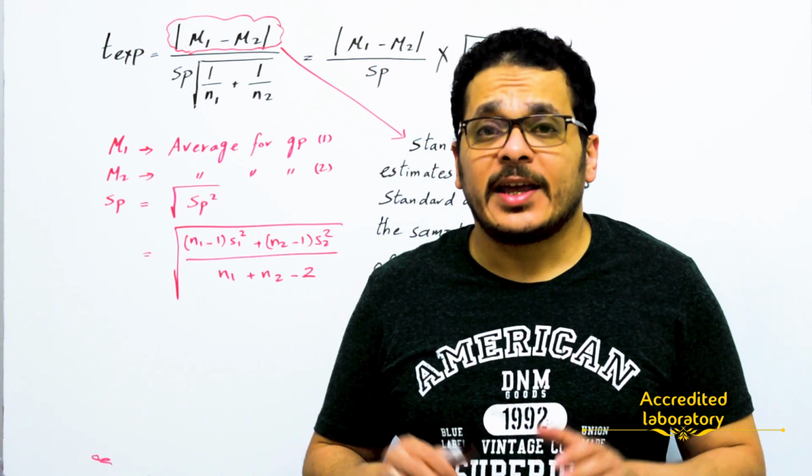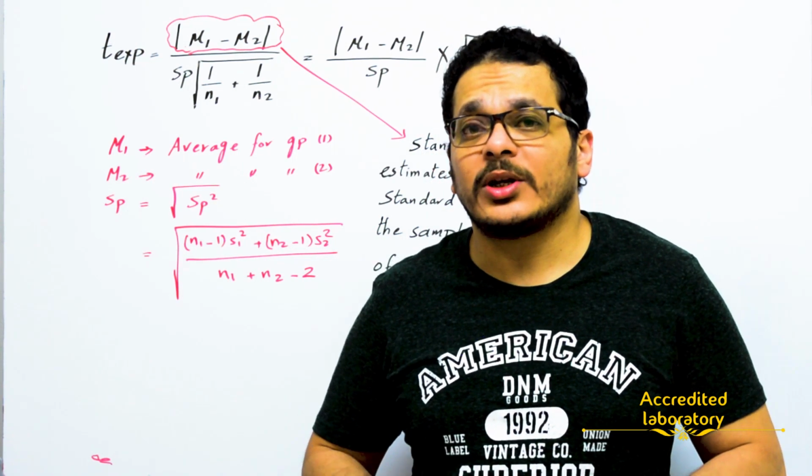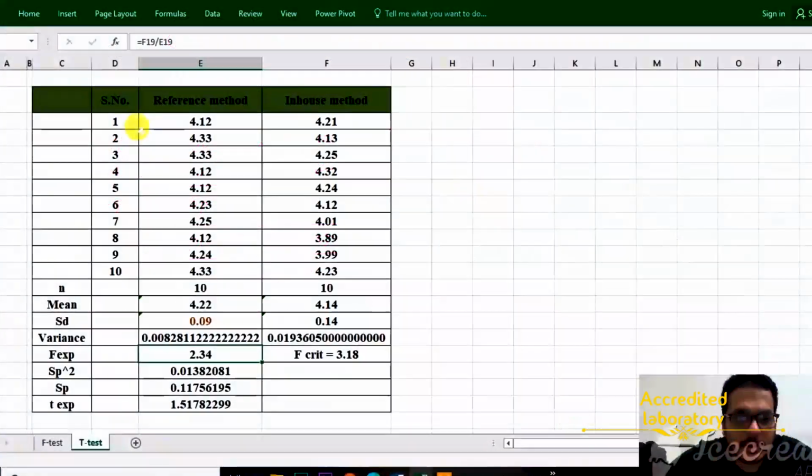And now let's have an example to clarify how to calculate T experiment using an Excel sheet. In this example, I analyzed 10 replicates of spiked samples using the reference method and the in-house method, used to analyze the same parameters, and I got these results. The number of replicates was 10 for each group. We have to calculate the average for each group because we will use it afterwards in the T experiment equation. Then the standard deviation for each group, and the variance for each group, which is the square of the standard deviation.